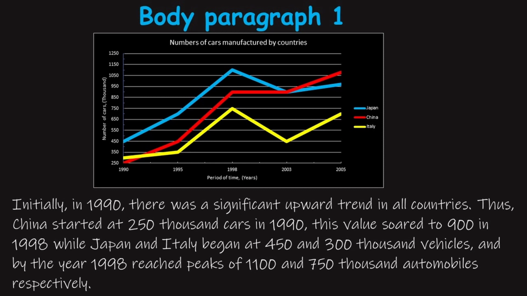Thus, China started at 250,000 cars in 1990. This value soared to 900 in 1998, while Japan and Italy began at 450 and 300,000 vehicles, and by the year 1998 reached peaks of 1100 and 750,000 automobiles respectively.